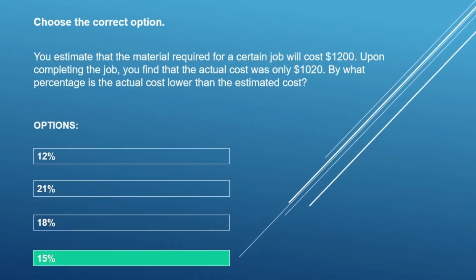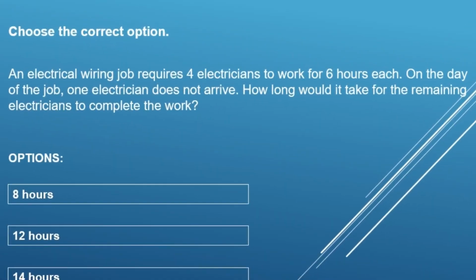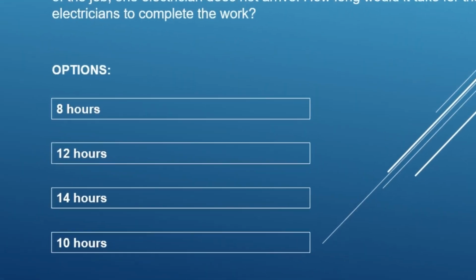Now let's look at our next question. The question says, an electrical wiring job requires 4 electricians to work for 6 hours each. On the day of the job, 1 electrician does not arrive. How long would it take for the remaining electricians to complete the work? Guys, we have 4 options on our screen.